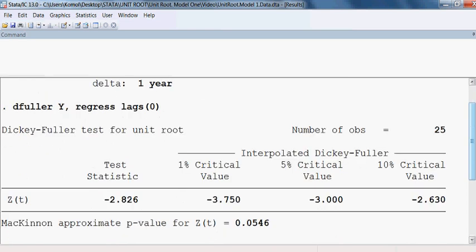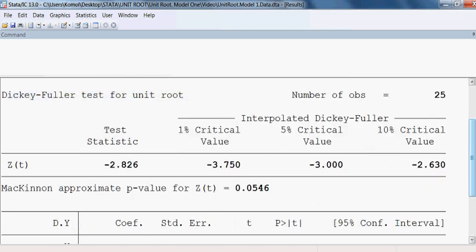And you see the Dickey-Fuller test for unit root. Here is the test statistic. You can see the test statistic, the 1% critical value, the 5% critical value, and the 10% critical value. But normally we choose the 5% critical value. That is the normal guideline. The 5% critical value we choose.